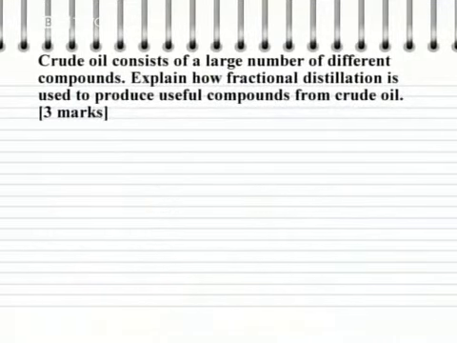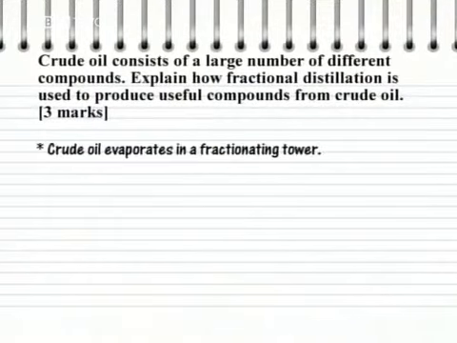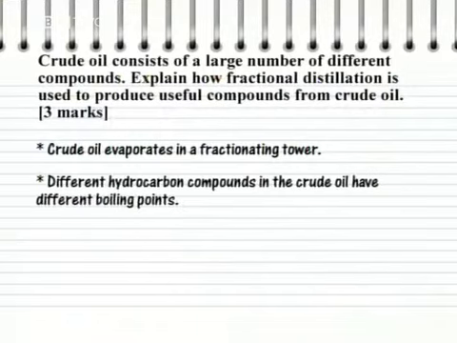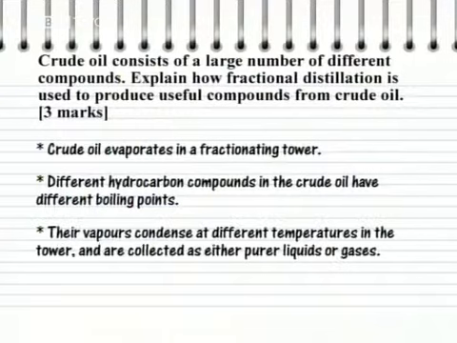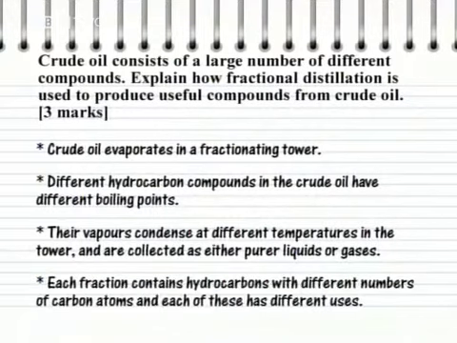A fairly full answer would go something like this. Crude oil evaporates in a fractionating tower. The different hydrocarbon compounds in the crude oil have different boiling points. That means their vapours condense at different temperatures in the tower and can be collected as purer liquids or gases. Each fraction contains hydrocarbons with different numbers of carbon atoms, and each of these has different uses. Note that there's no need to write lots of detail about the fractionating tower itself and all the different products it produces.